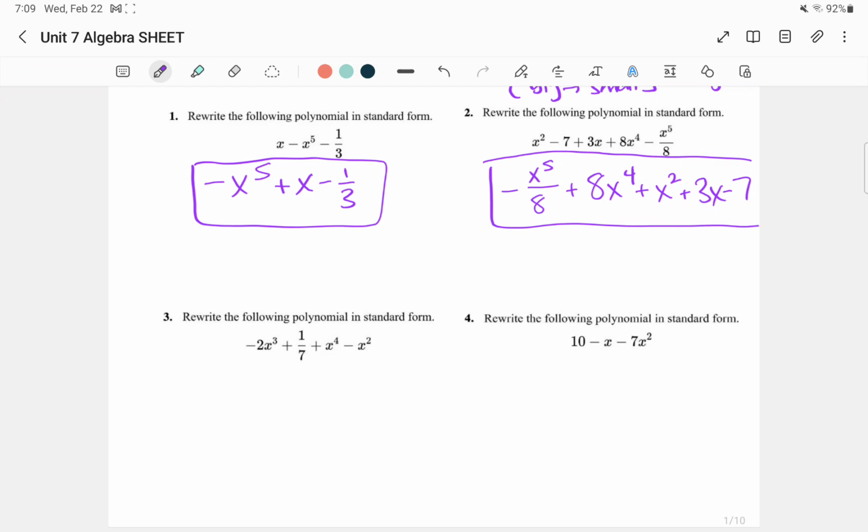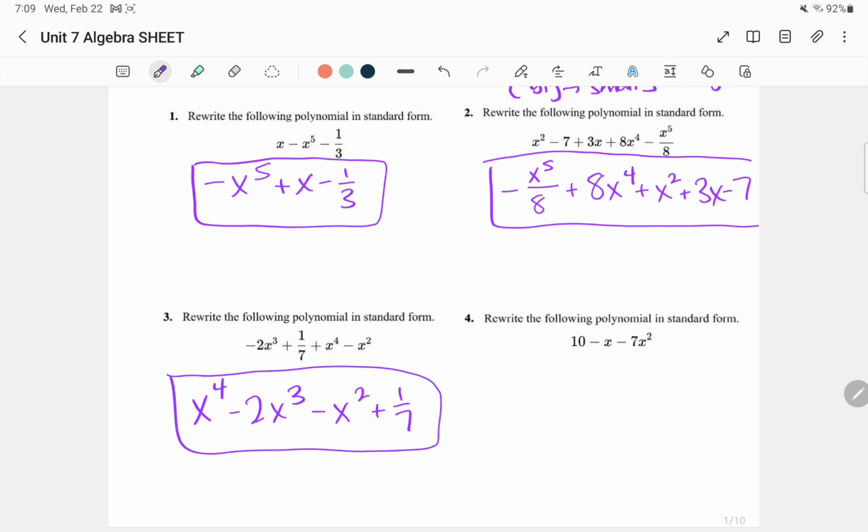All right, so let's go over the answers to 3 and 4. So first would be x to the fourth. That's my biggest exponent, x to the fourth. My next biggest exponent is negative 2x to the third, so minus 2x to the third. And then my next largest one is x squared, so minus x squared. And then I have my constant of plus 1/7.